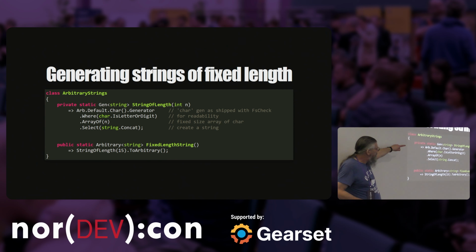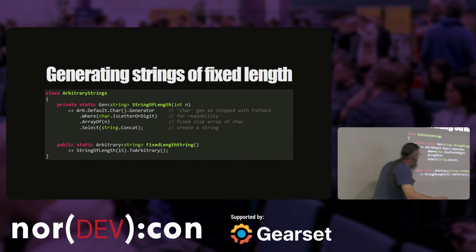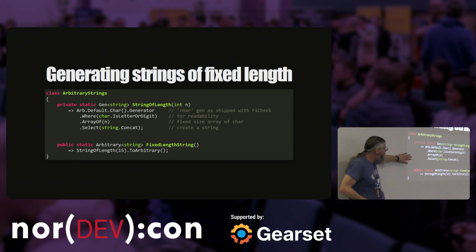And then for readability in the output, so remember that when it found a counterexample, it tells you what data it had chosen for the property. To make that a little bit more readable, we're filtering that to be letters or digits. Turning it into an array of Unicode characters, and then creating a string from it using concat. So that's the generator. It's a very, very simple generator. But the important bit here is that it's an array of n size, and so the strings that it generates would always have that length.